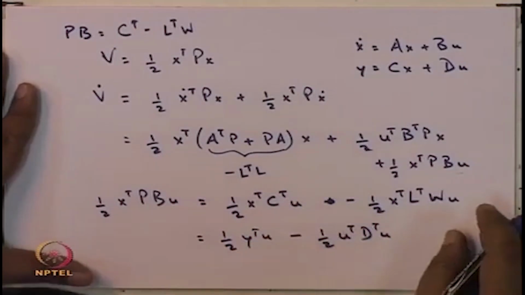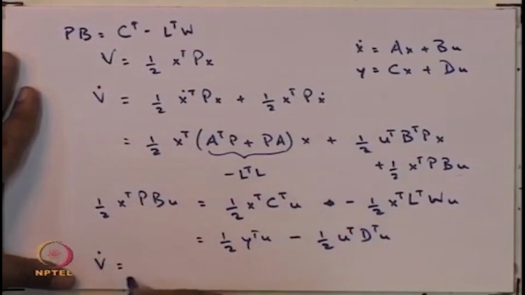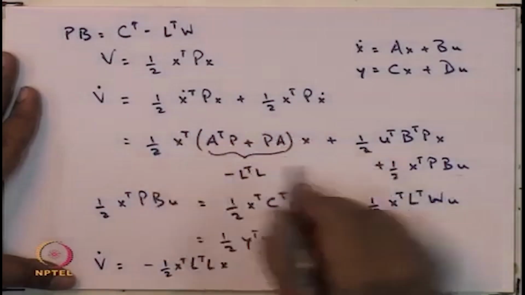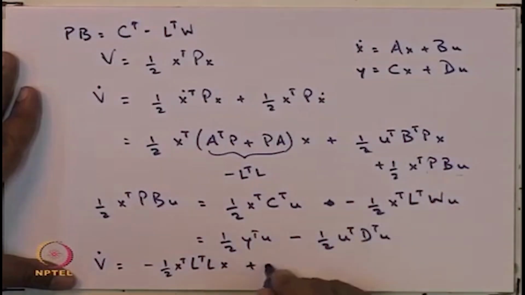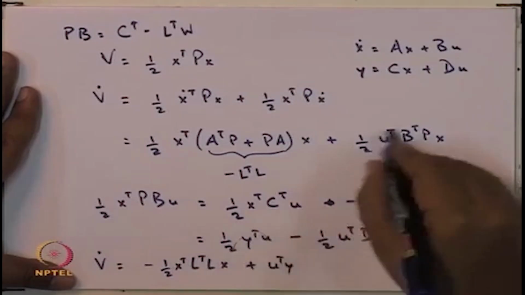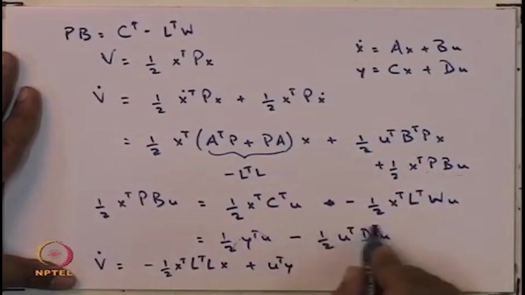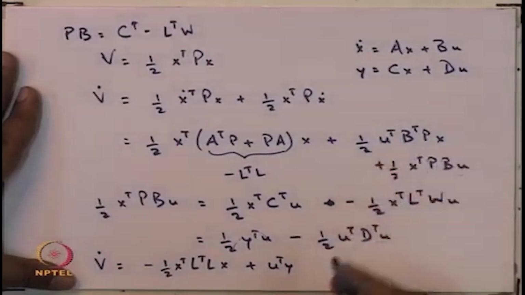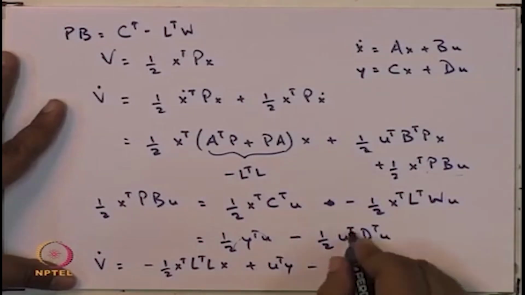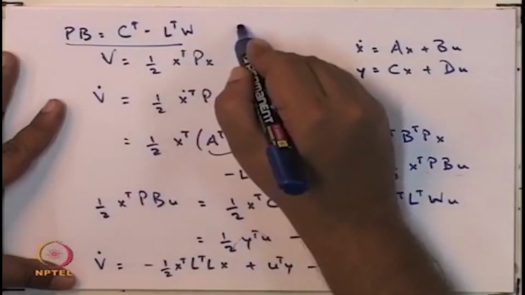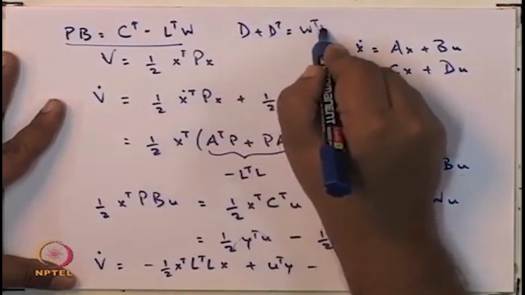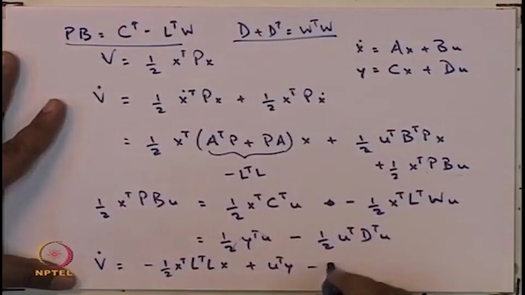So, when you put them all together, then you end up with V dot is equal to minus a half x transpose L transpose L x, that accounts for this, and then from both of these you will end up with u transpose y, because this half and then another half coming from there. Then you have this term and there will be a similar term coming from the other portion, and so putting both of them together you will have u transpose d transpose u and u transpose d u, and D plus D transpose. One of those equations that you had was D plus D transpose is equal to W transpose W. The positive real lemma gave us this equation. So, using that you will get u transpose W transpose W u, a half of that.